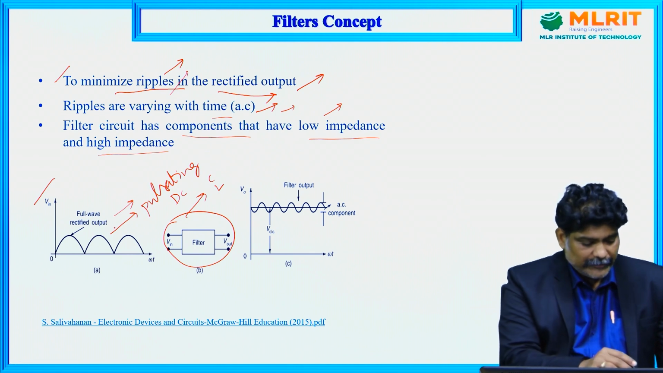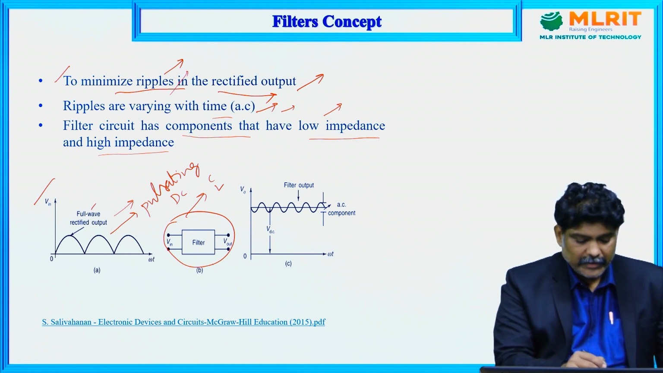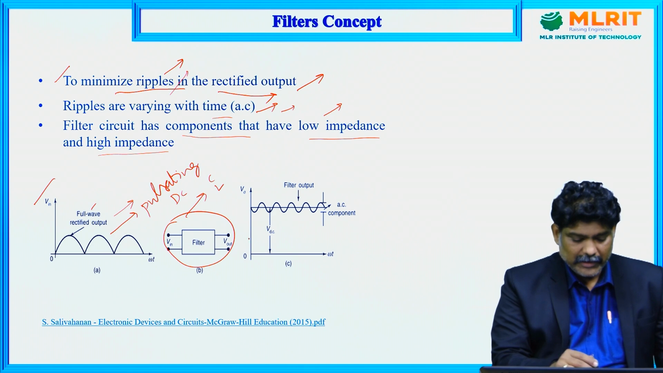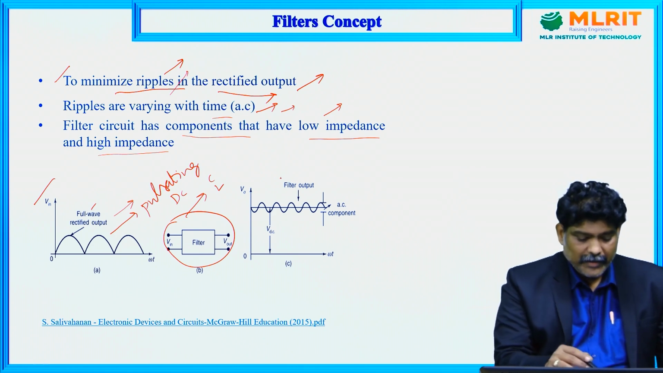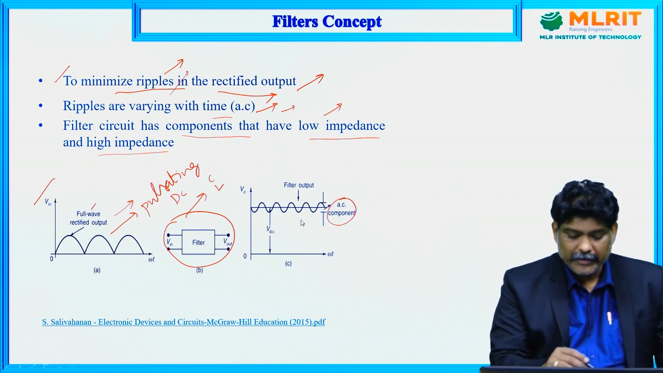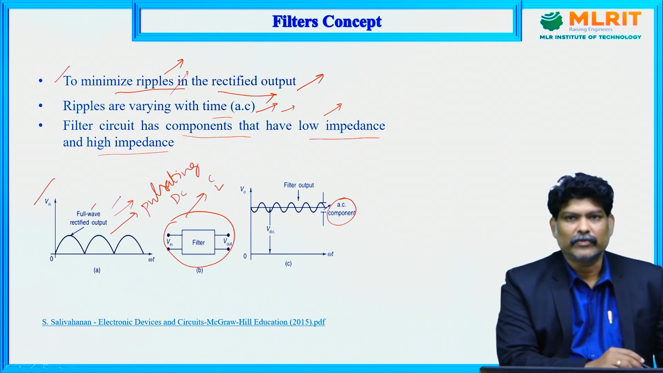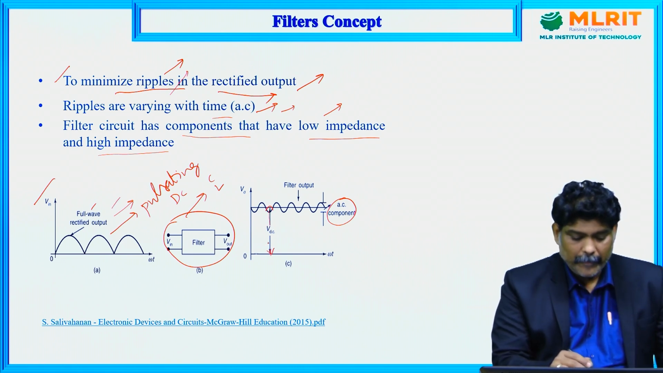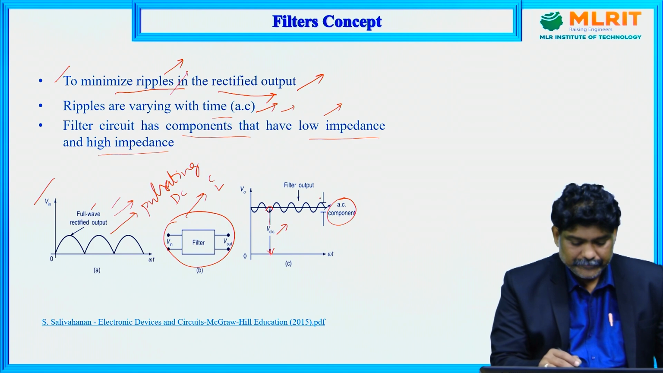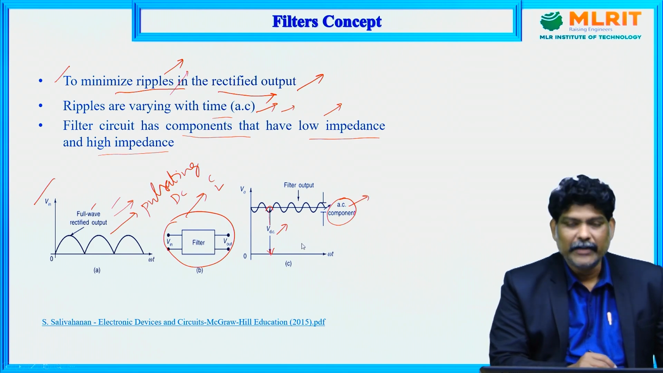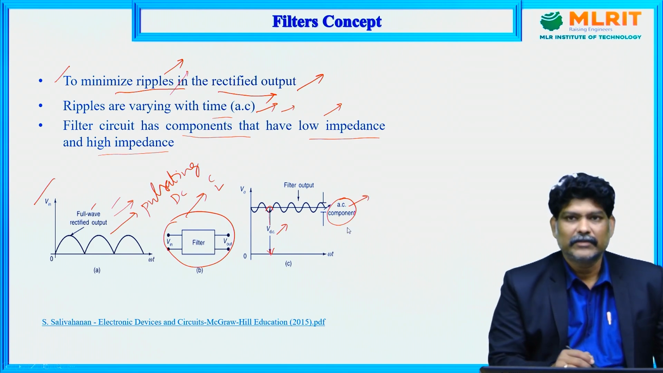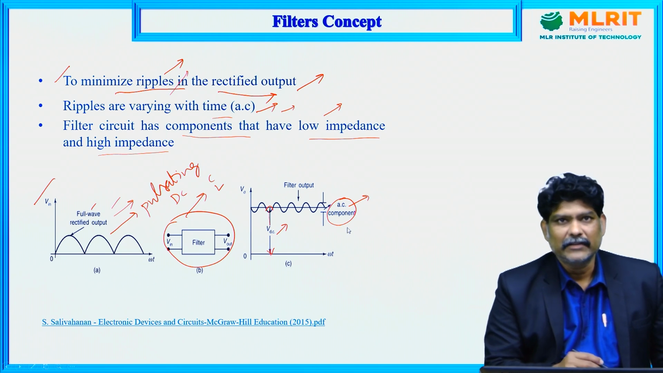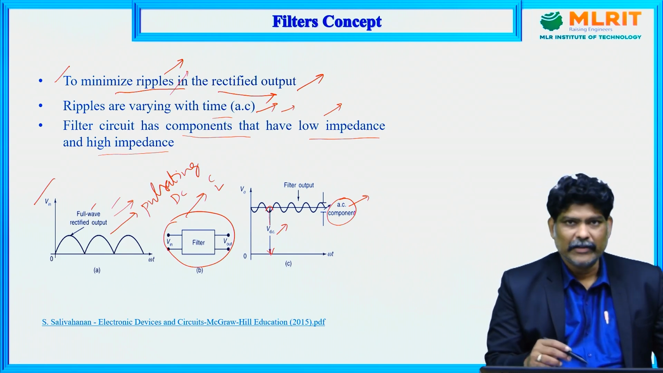The rectified output of a full wave rectifier is applied to a filter, and then it filters out the actual AC component in the rectified output. Then this is called VDC, that is the DC voltage value. That means the AC component is reduced. So this is the overview of the filter circuit. Let us see one by one.